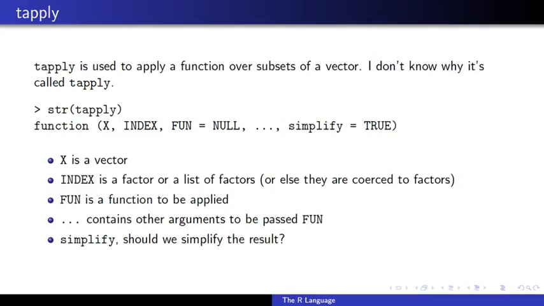So FUN is the function that you want to apply. This is going to be the same as before. It's going to be either a function, or you can pass an anonymous function. And then the ... contains the other arguments that may go to this function. And then the simplify argument indicates whether you want to simplify the result. It's kind of like the sapply simplification.